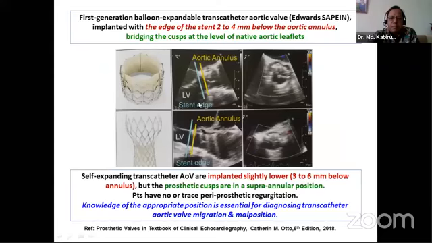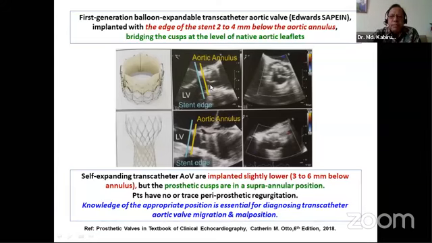And this is a very important picture. You can see the first generation Edwards SAPIEN valve. This is the CoreValve. The point of deployment, this is the annulus. It is deployed, and the lower edge of the stent usually remains 2 to 4 millimeters below the aortic annulus. This is the annulus, and this is the lower end of the stent edge.